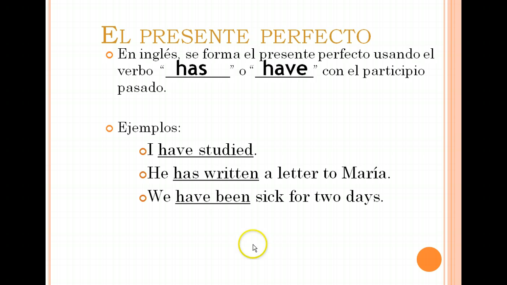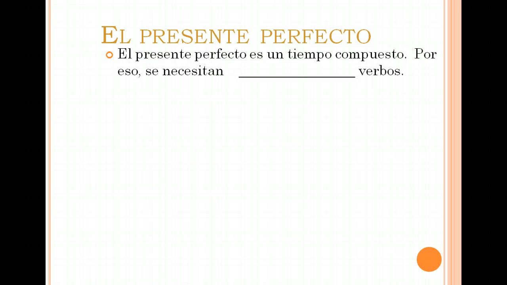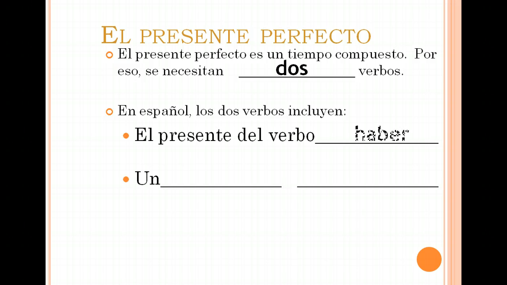So you'll notice that there are two verbs here: have and studied, has and written, have and been. So in Spanish, it's the same way. Since it's a compound tense, we need two verbs, dos verbos. These two verbs will include first the present tense of the verb haber, and then also a past participle.